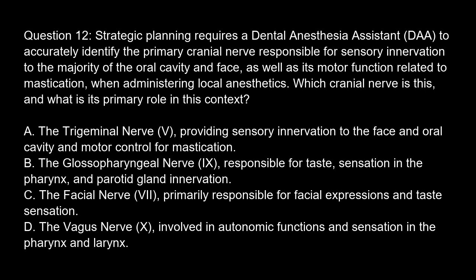Which cranial nerve is this, and what is its primary role in this context? Option A. The trigeminal nerve V, providing sensory innervation to the face and oral cavity and motor control for mastication.